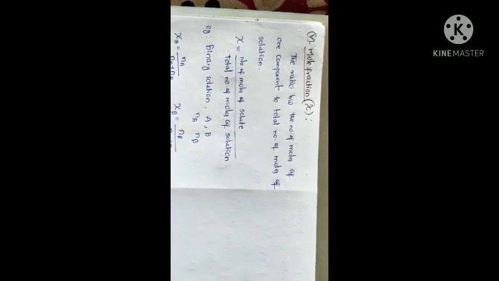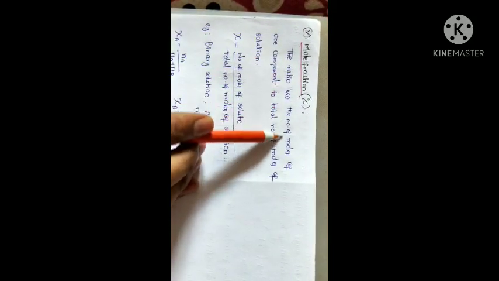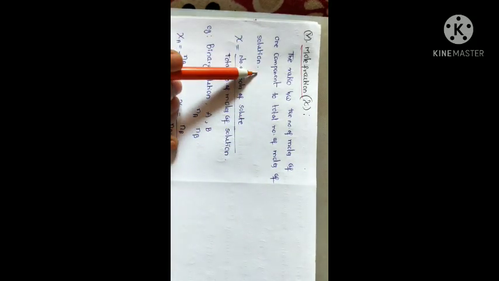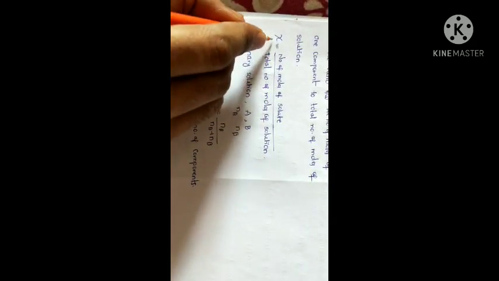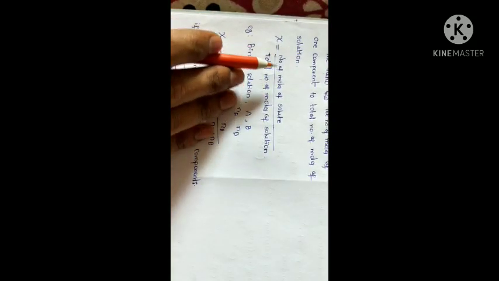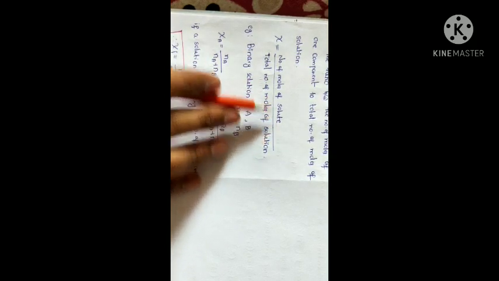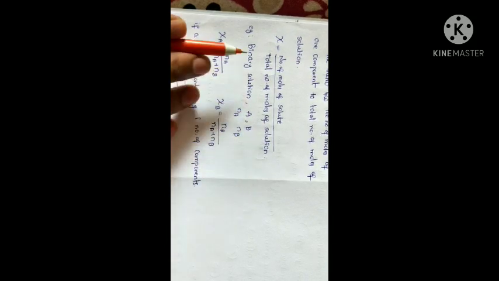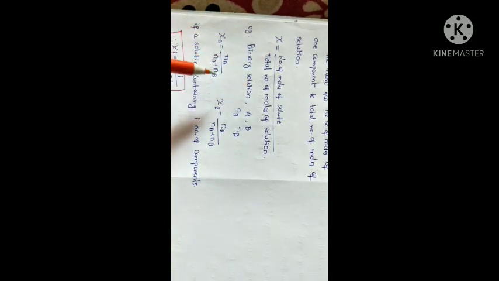Next, mole fraction, already we know. The ratio between the number of moles of one component to the total number of moles of solution is called mole fraction. It is represented by chi. Number of moles of solute is divided by total number of moles of solution. Sometimes it's represented by x or chi.